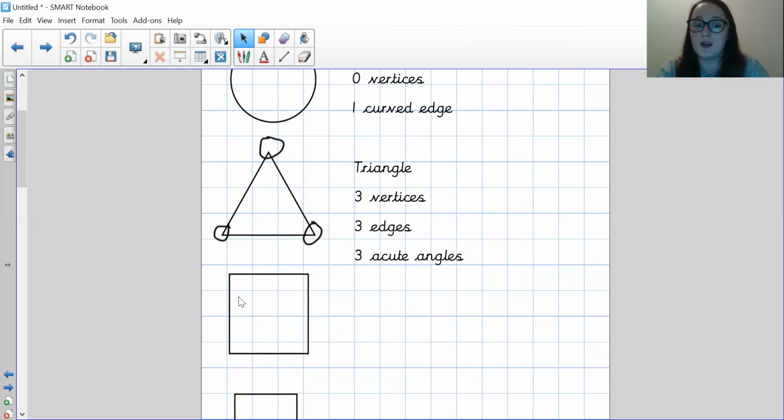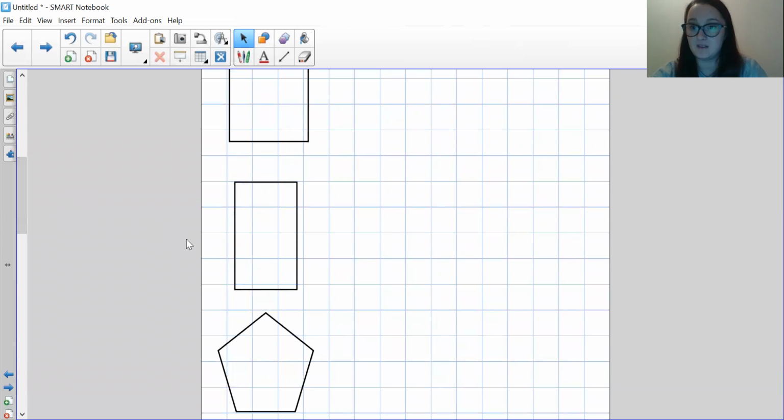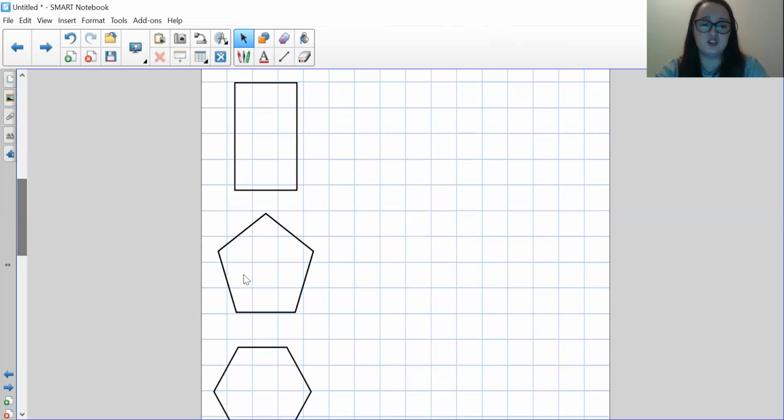So we've got the square, which is a 4-sided shape. And you've got to remember with a square, are all the sides an equal length? That's a tricky one, isn't it? My next one is a rectangle. Now it's got 4 sides, just like a square, but are they equal? Are they not? Who knows? Can you tell me?